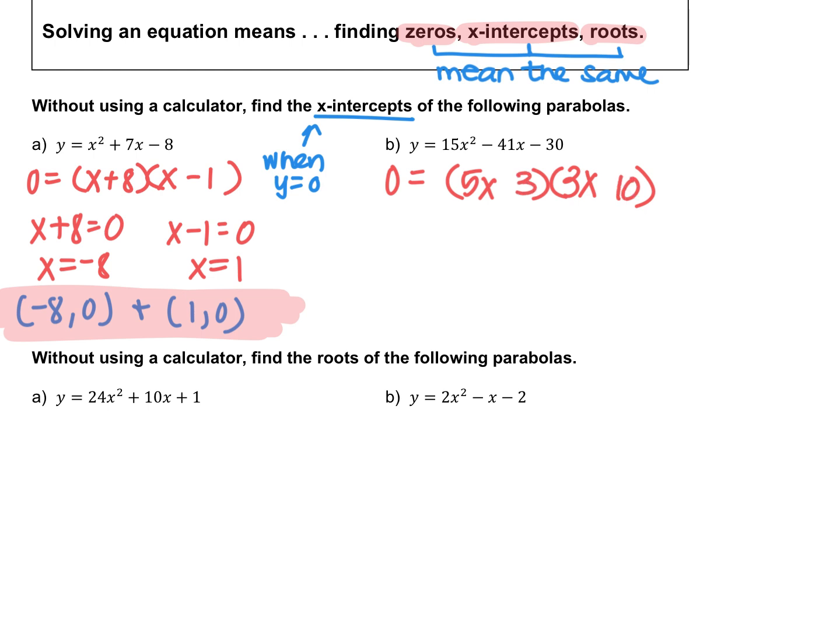So I'd have 10 and 5, which is 50, and 3 and 3, which is 9. Will that get me to 41? Negative 3, positive 10. No. Switch. Negative 10, positive 3. Good. It's okay. You got it.